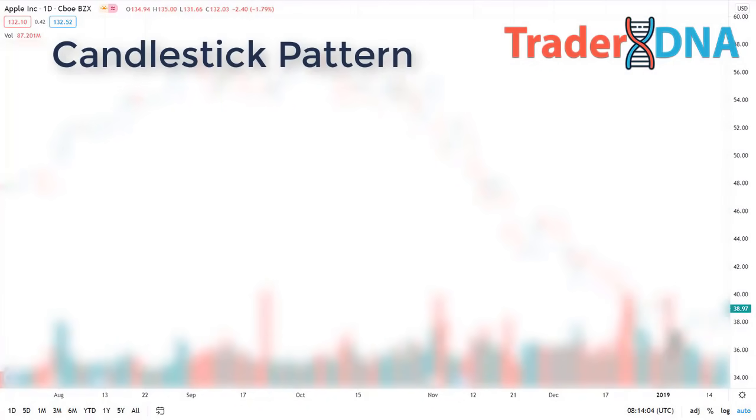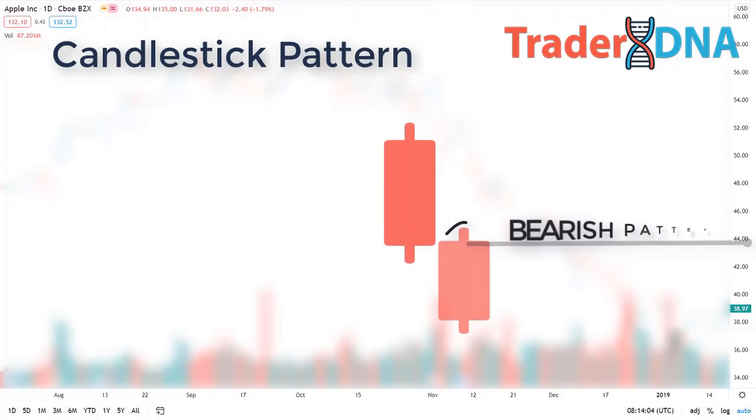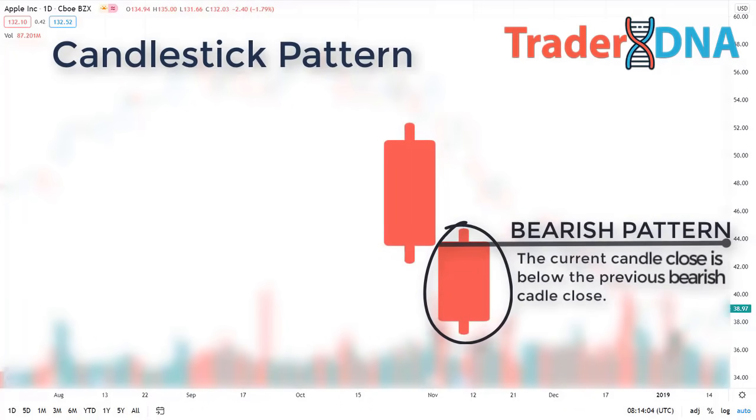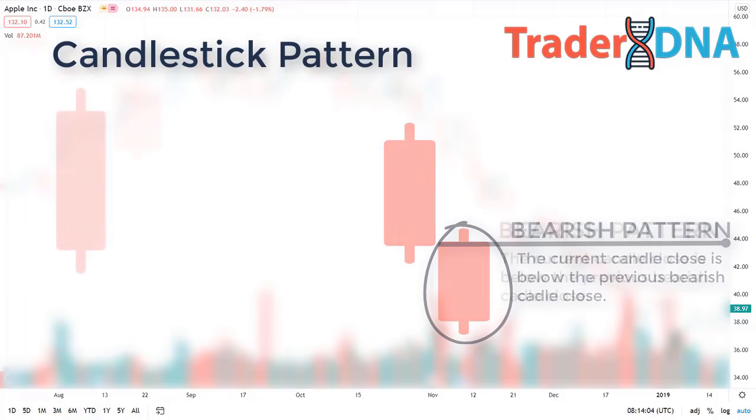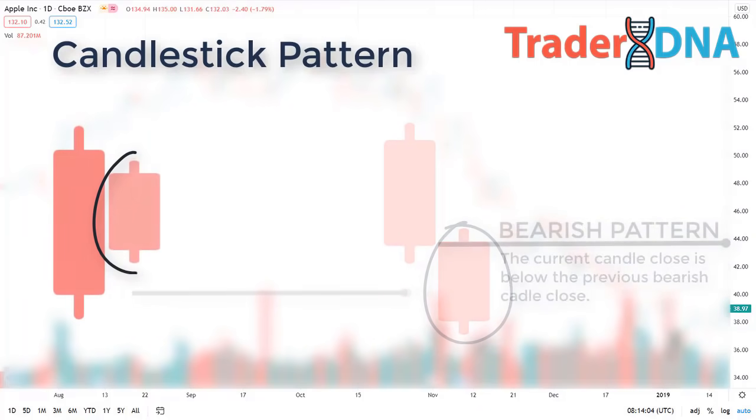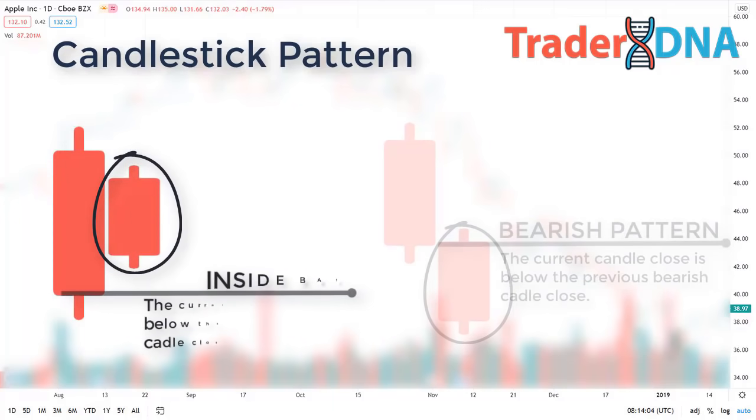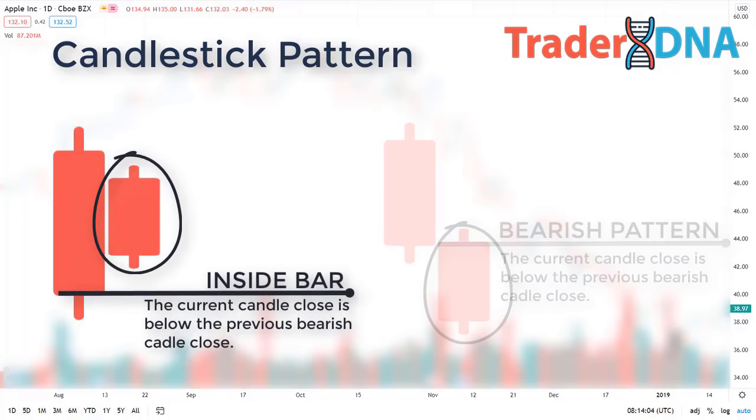Bearish pattern. When the current close is below the previous bearish candle close. This is a bearish pattern because the current candle close is below the previous bearish candle close. This is not a bearish pattern because the current candle close is above the previous candle close. With the proper understanding of candlestick, you can predict what is about to happen in the near future.